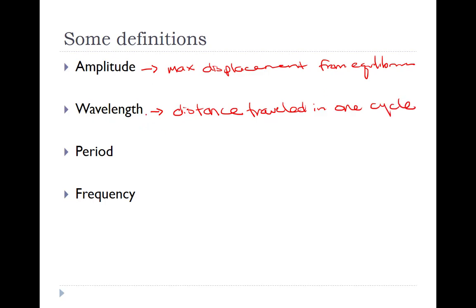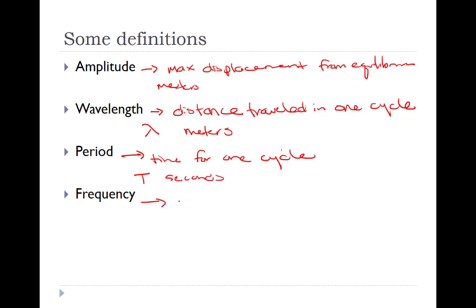The letter used for wavelength is the Greek letter lambda, which looks kind of like a T tipped on its side, and the units of wavelength are meters. I should also say the units of amplitude are also meters. It's a displacement. Period is exactly what we had before. It is the time for one cycle, so the time needed to complete one full oscillation. Again, capital T measured in seconds. And frequency is the number of cycles per a given time, f, with units of hertz.